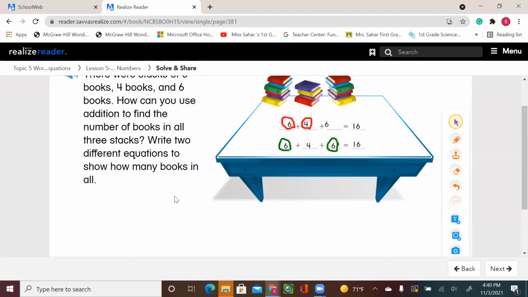So as you see, if I added the first two, then I added the third, or I added the first and the last, and then I added the missing one, for both ways, I get the same sum or the same answer, total 16. So it doesn't matter which order, as long as you're not forgetting any of your numbers or any of your add-ins. All right, so today's lesson, adding 3 numbers, and we saw different ways.